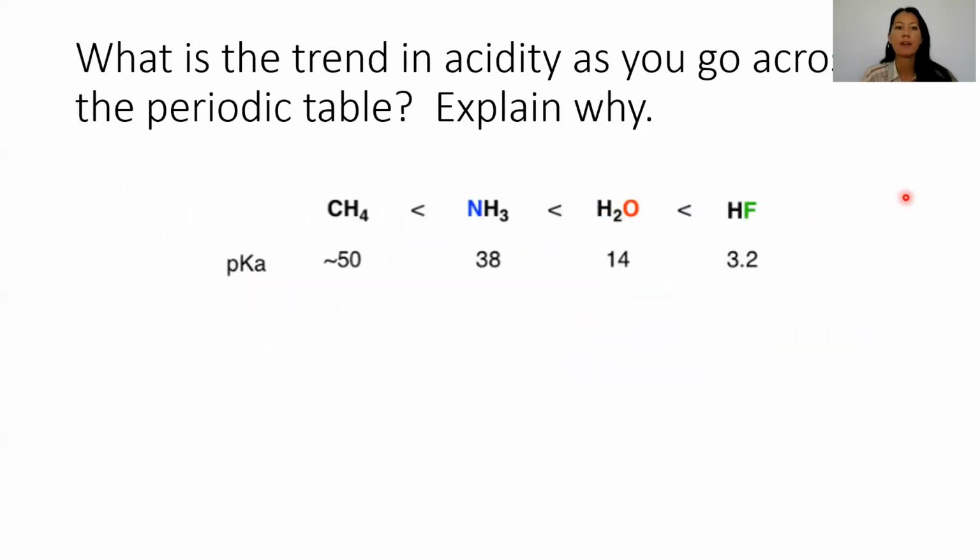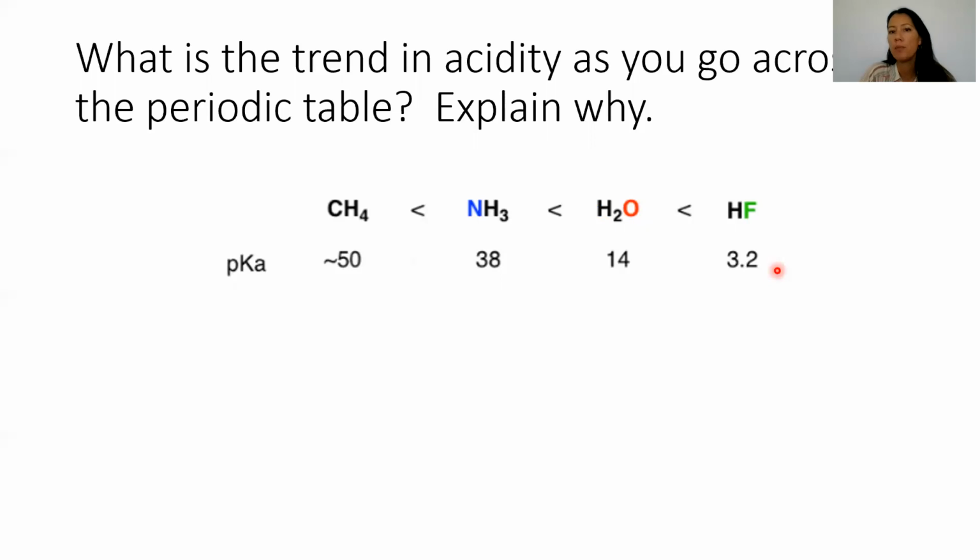Okay, the second factor. Look at this trend. As you go across the periodic table, CH4, NH3, water, HF, pKa decreases. Number one, what is that trend? And number two, why? So first of all, we go from something really with a high pKa to something very low. The lower the pKa, the more acidic. So HF is much more acidic than methane. So that's the trend going across a periodic table.